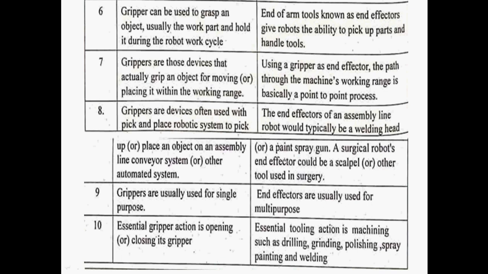So here the gripper can be used to grasp an object, usually the work part, and hold it during the robot work cycle. The end of arm tool, known as the end effector, gives the ability to pick up parts and handle tools. Next, grippers are devices that actually grip an object for moving and placing it within a working range. So the use of the gripper is basically a point to point process.